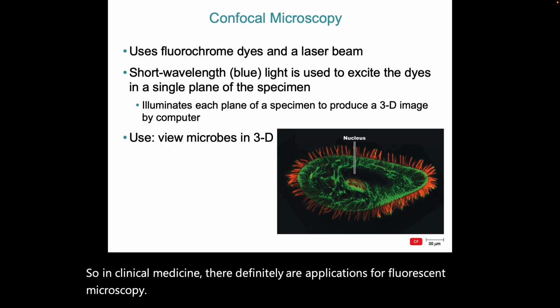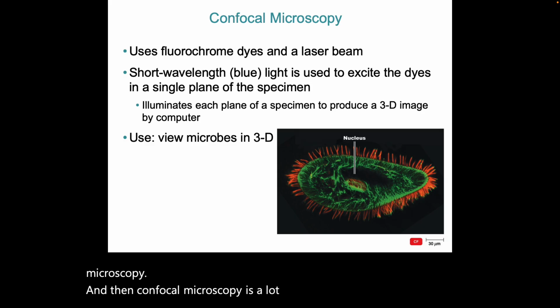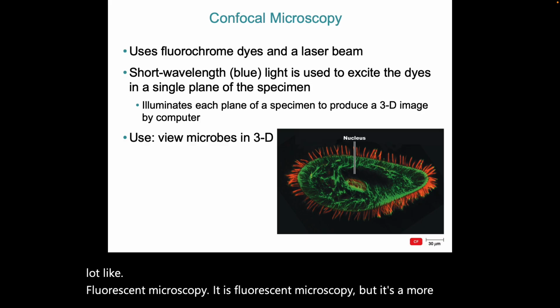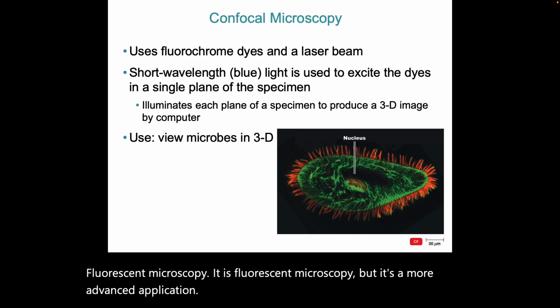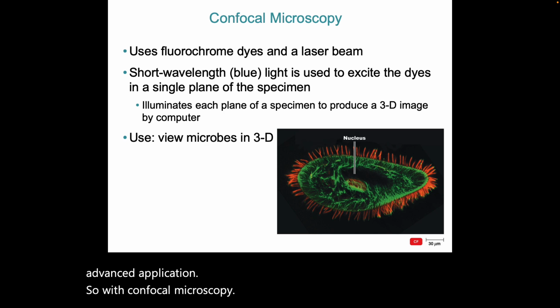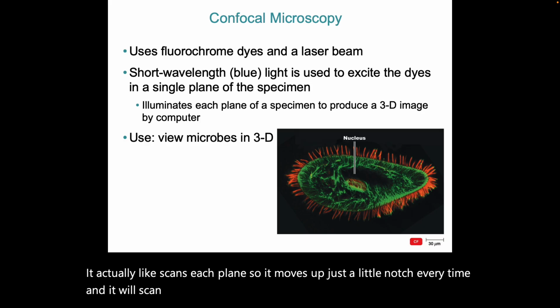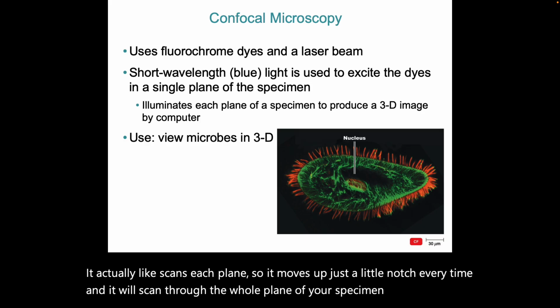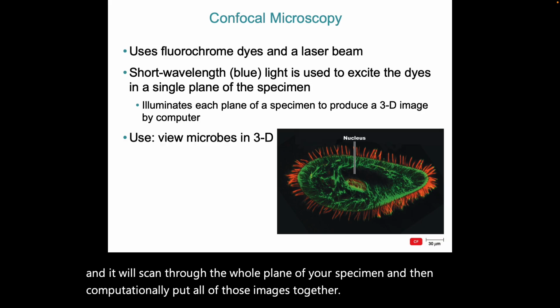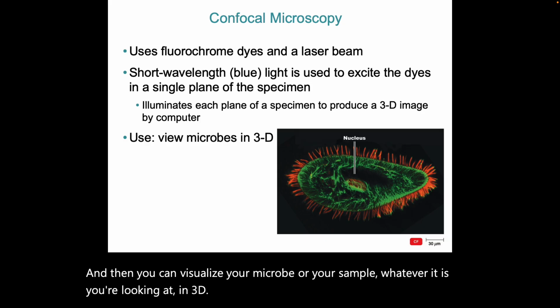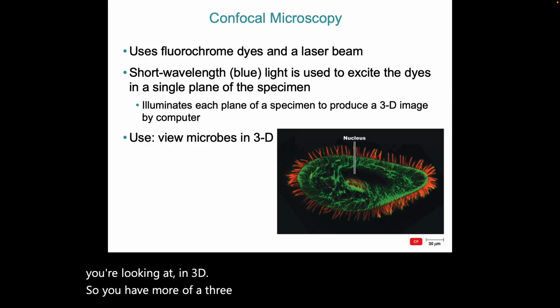So in clinical medicine, there definitely are applications for fluorescent microscopy. And then confocal microscopy is a lot like fluorescent microscopy. It is fluorescent microscopy, but it's a more advanced application. So with confocal microscopy, it actually scans each plane, so it moves up just a little notch every time, and it will scan through the whole plane of your specimen, and then computationally put all of those images together, and then you can visualize your microbe or your sample, whatever it is you're looking at, in 3D. So you have more of a three-dimensional picture of your organism.